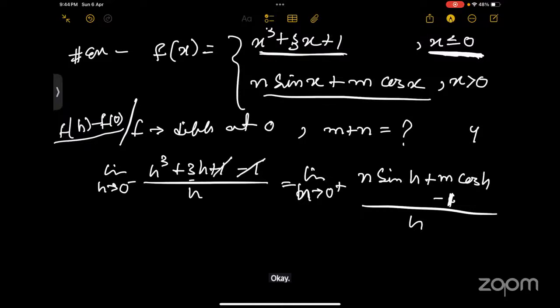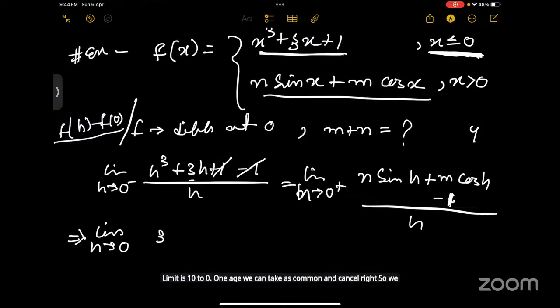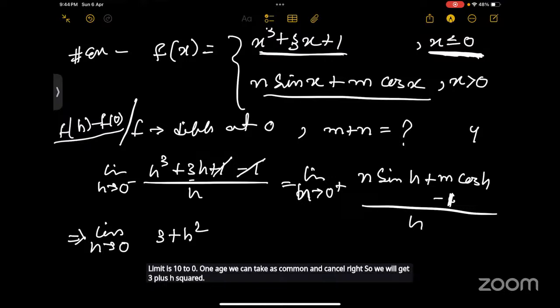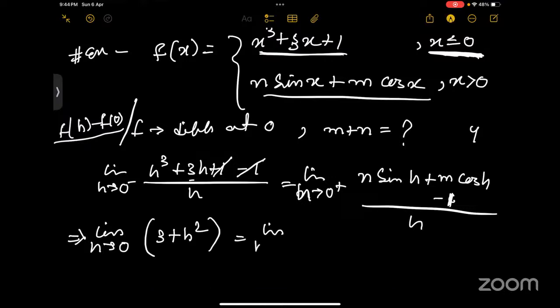Now we can cancel them out. So what we will get? Limit h tending to 0, h we can take as common and cancel, right? So we will get 3 plus h squared. Explain the right hand side limit.